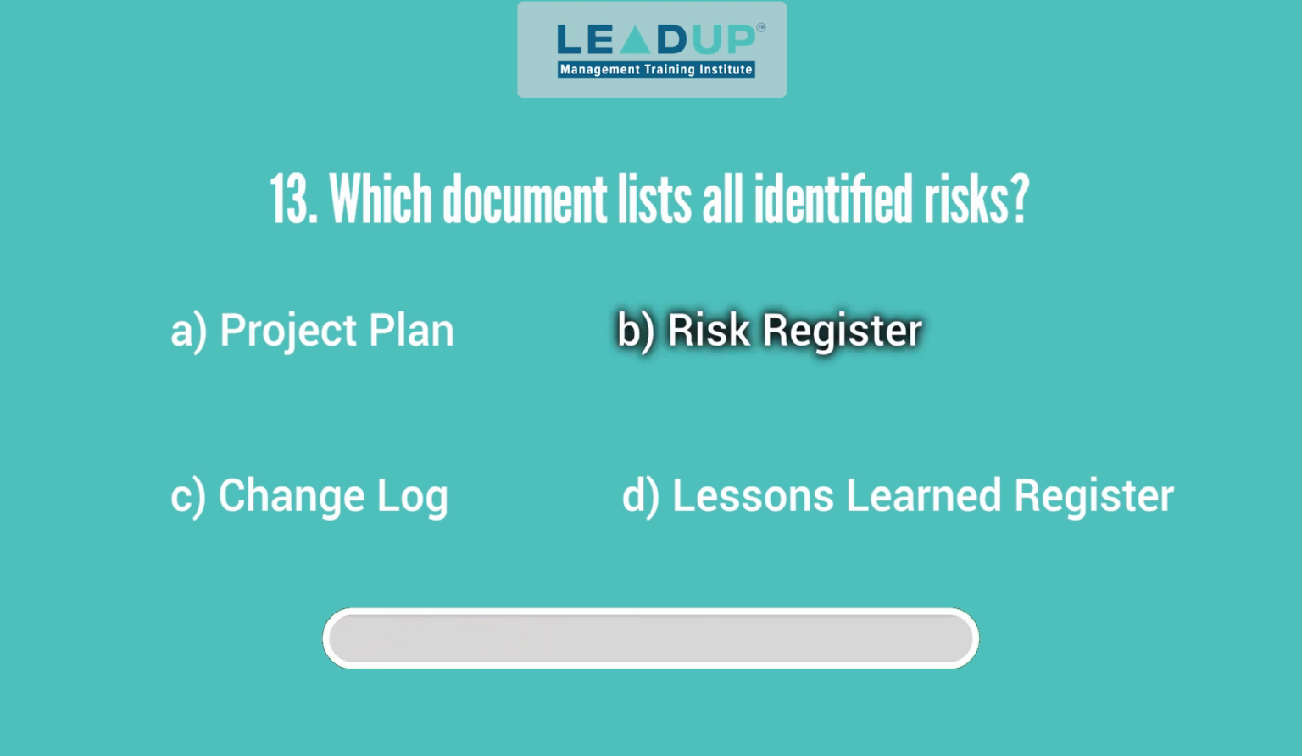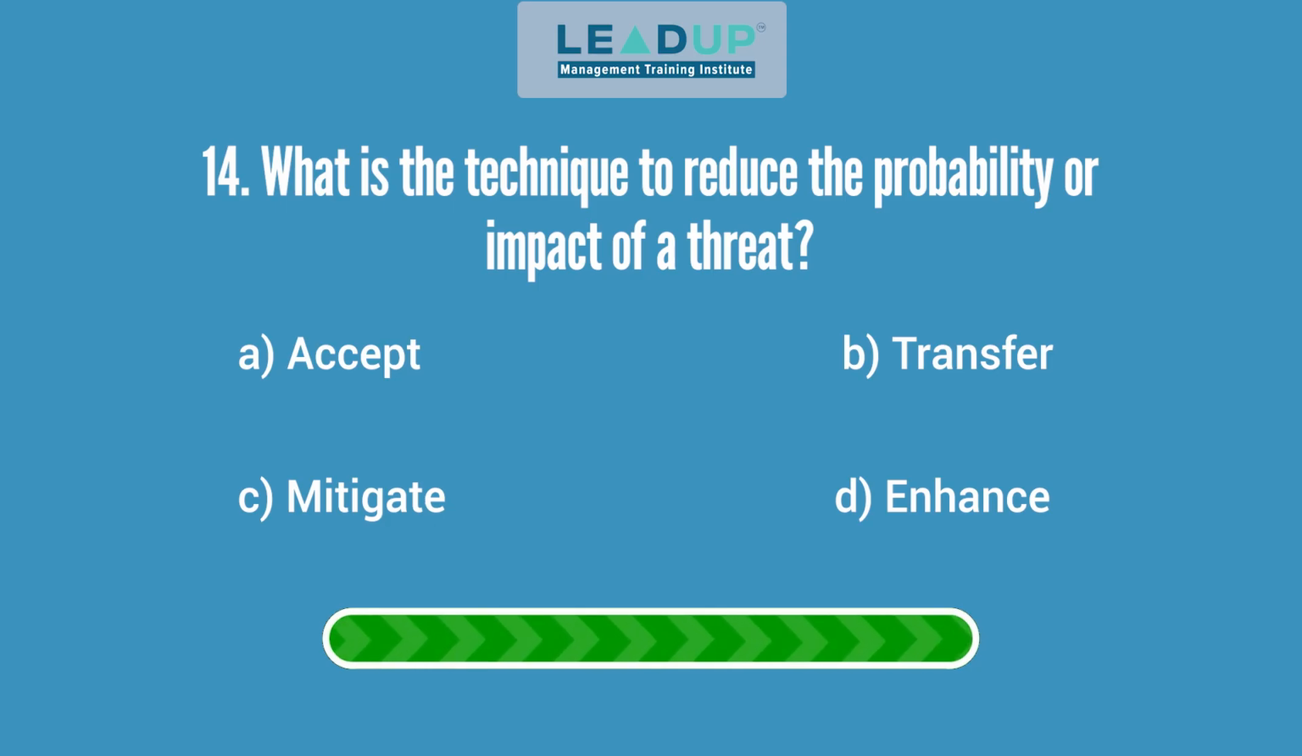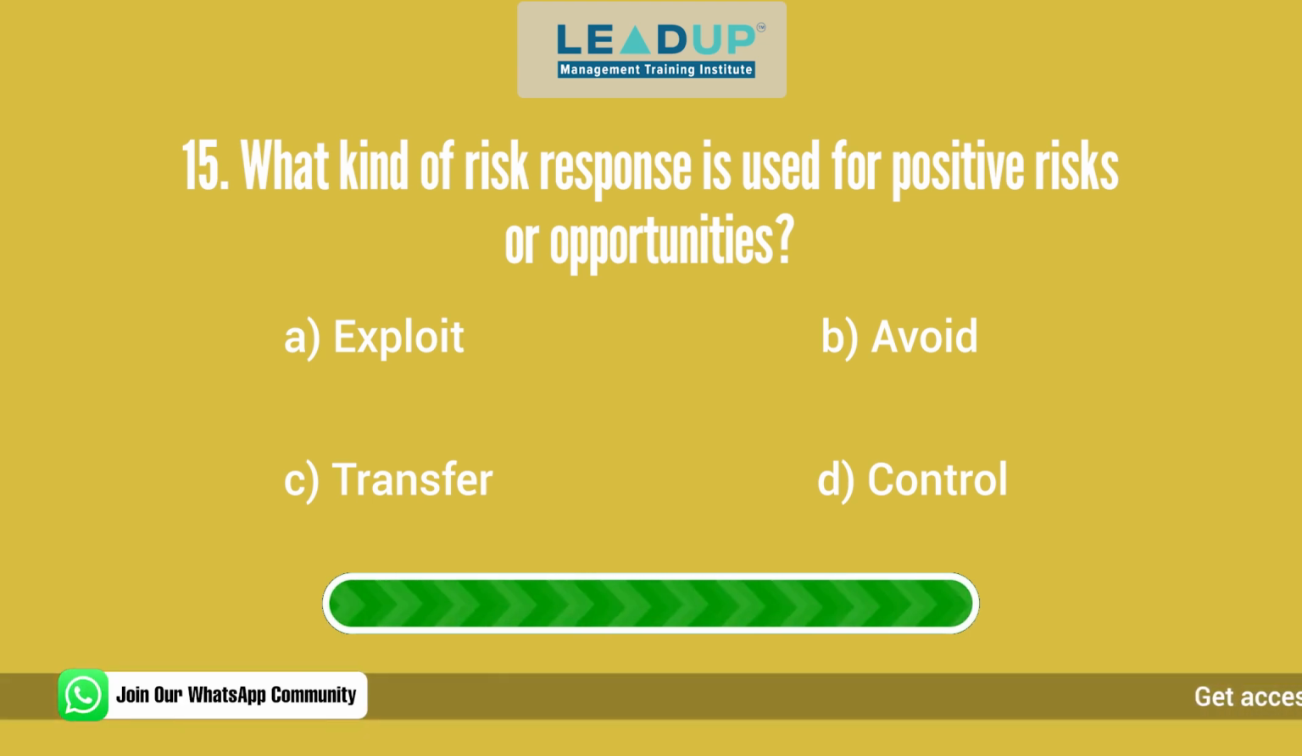Answer: Risk register. Question 14. What is the technique to reduce the probability or impact of a threat? A. Accept, B. Transfer, C. Mitigate, and D. Enhance. Answer: Mitigate. Question 15. What kind of risk response is used for positive risks or opportunities?